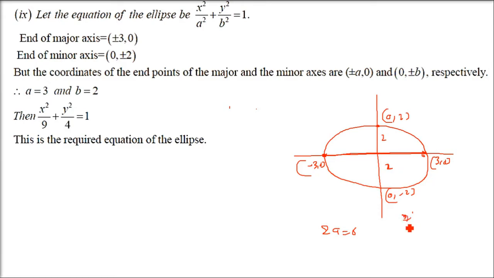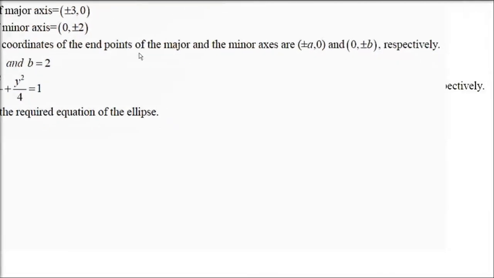Now you'll use the same equation, x square by a square plus y square by b square equals 1. In place of a square you're going to put 9 because a is 3. In place of b square you're going to put 4 because b is 2. X square by 9 plus y square by 4 equals 1. This is the equation.